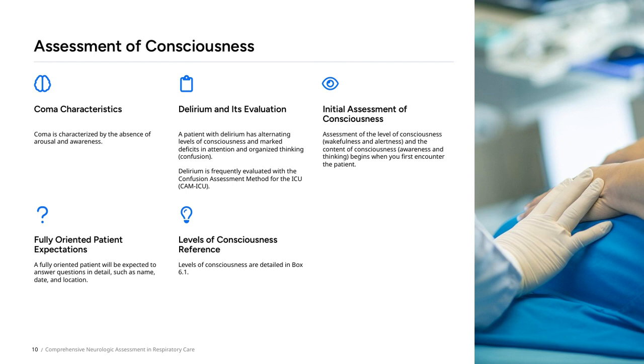The assessment of consciousness begins the moment we first encounter the patient. We look at both wakefulness and alertness, that's the level of consciousness, and also at the content of consciousness, which includes awareness and thinking processes. For example, if a patient is delirious, their levels of consciousness may fluctuate, and they often have significant issues with attention and organized thinking, leading to confusion.